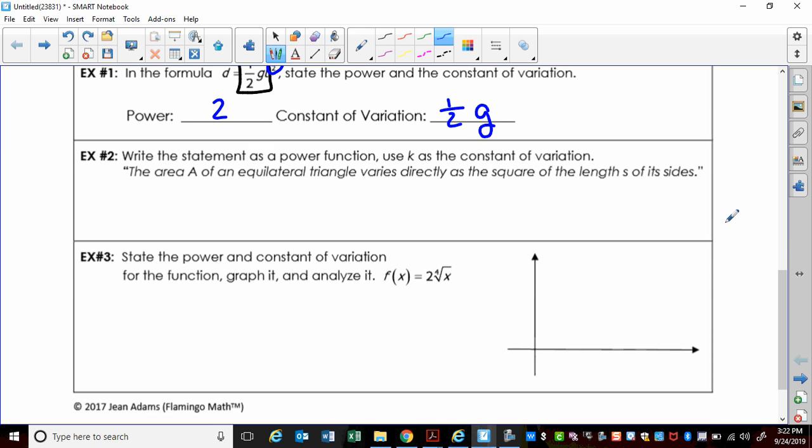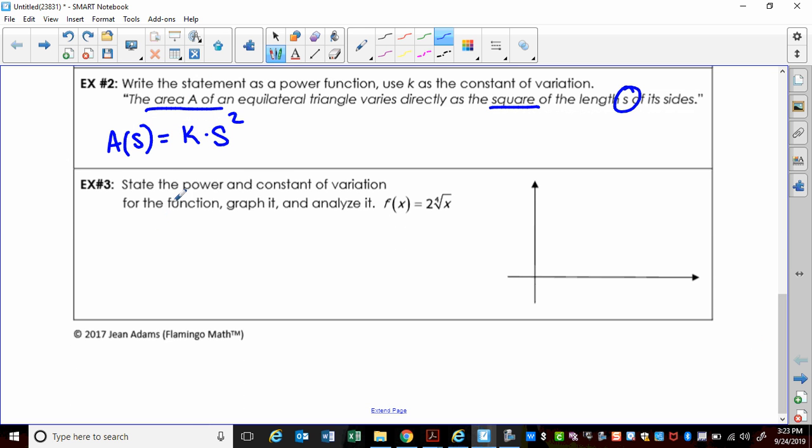You guys got this. 1/2 g. Okay. You guys can try this. Well, let's try it together. It says the area of an equilateral triangle varies directly. Varies directly means that we're going to have something multiplied, not divided. Varies directly as the square, this means it's going to be squared, of the length of its sides. And length is s. This is my variable, s squared. And we have to say the area in terms of s, so A of s, like this.